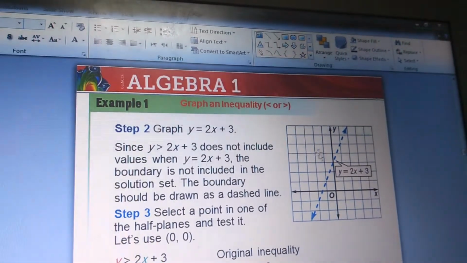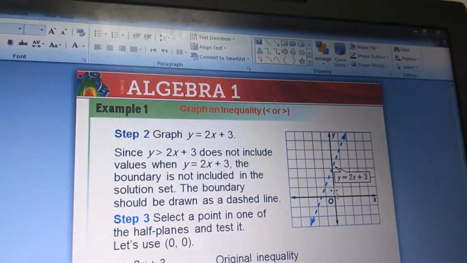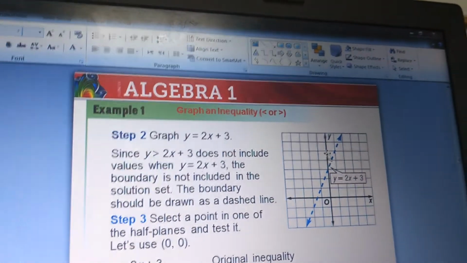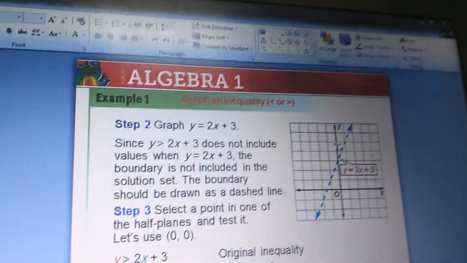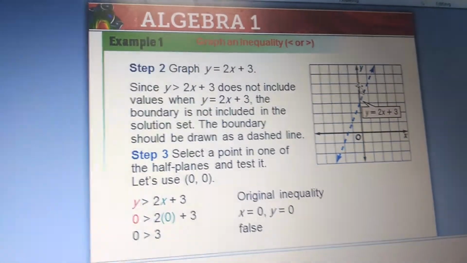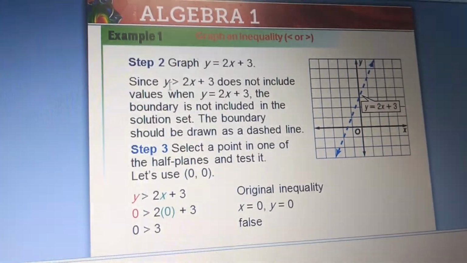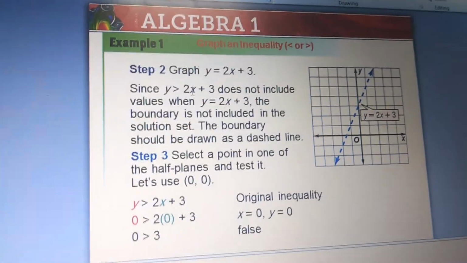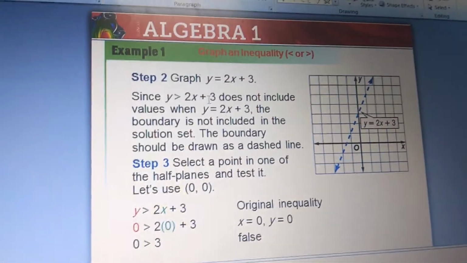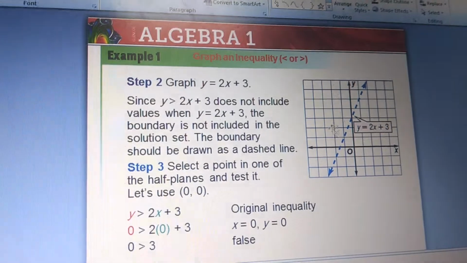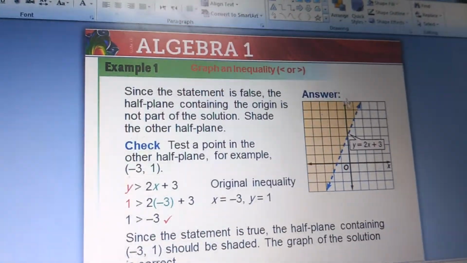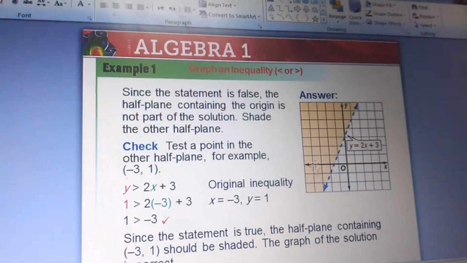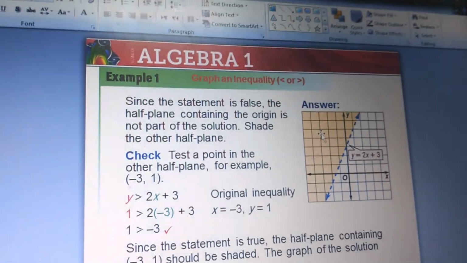Also, I will try one point. Let me take this point. 1, 2, 3, 4, 5. This point will be 0, 5. 5 more than 2 times 0, 0 plus 3, 3. 5 more than 3, it's correct, then this is the solution. You see here, this shaded area, this is the solution. Okay?